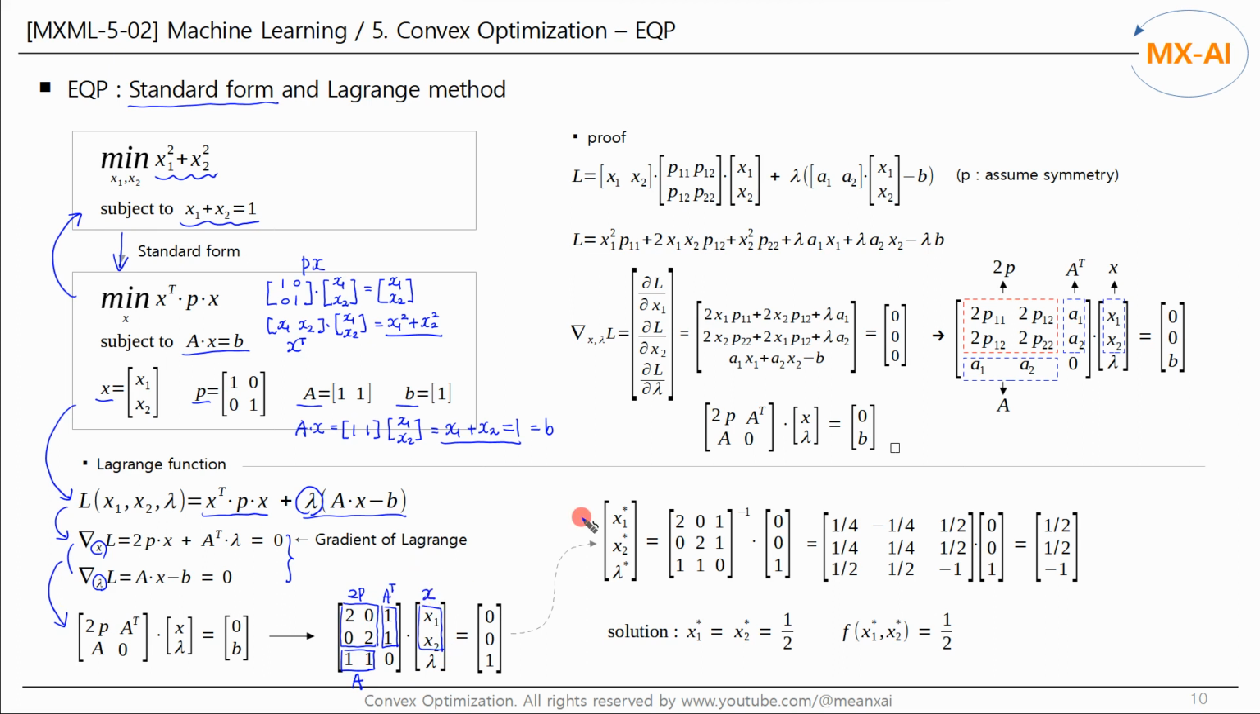Here we want to find the x1, x2, and lambda. If we multiply both sides by the inverse of this matrix, we get the following results. Then the x1 and x2 each become 1/2, and the lambda becomes -1. The results are the same as on the previous page. This time, let's look at why these two equations can be written as this matrix equation.